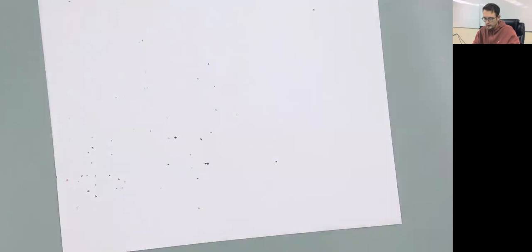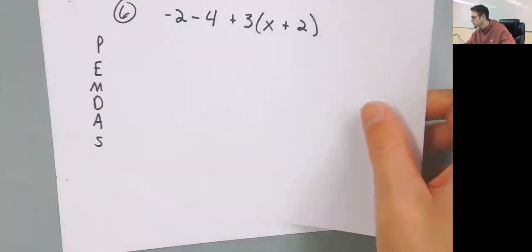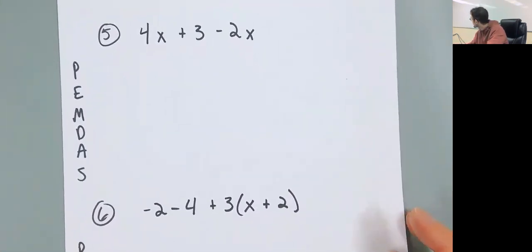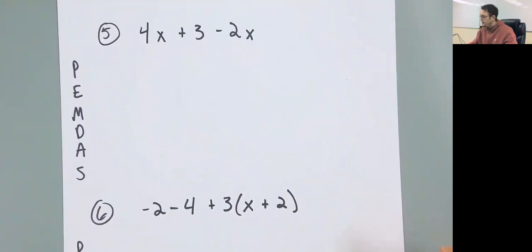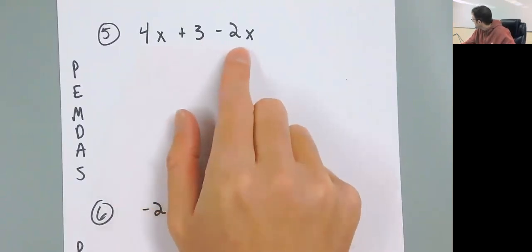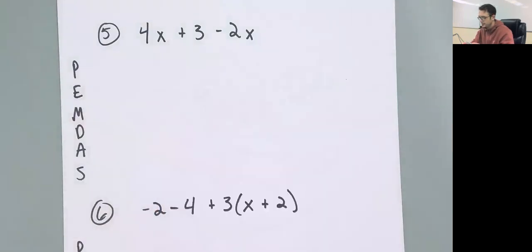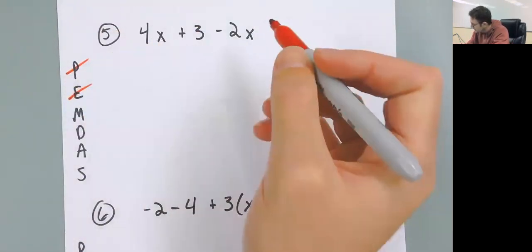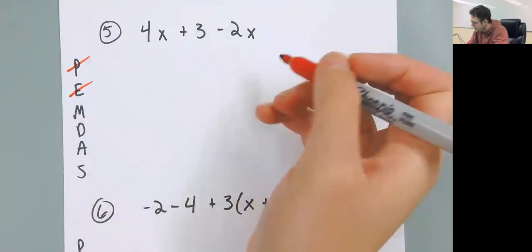Okay, now we're on to some expressions with variables. Expressions with variables. So I don't see any fractions, so I don't need to simplify that. So now I look at PEMDAS. I don't see any parentheses. I don't see any exponents. I don't see any multiplication.